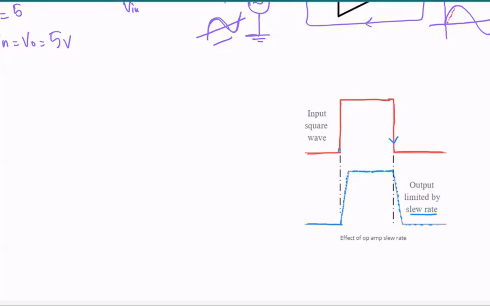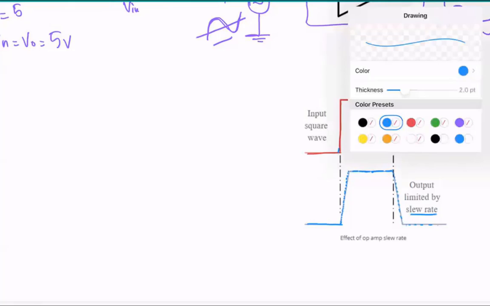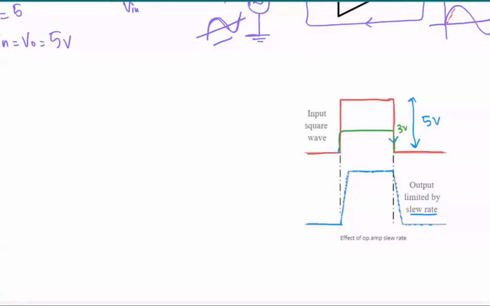Okay, if I change the magnitude of this signal, so say this was 5 volts initially. If I change it to say 3 volts, which would mean I would get something like this, maybe a little better over here like this. So which one is better, the one in the blue or the one in the green?